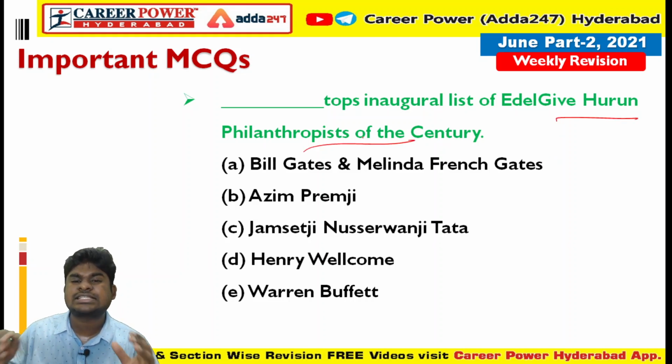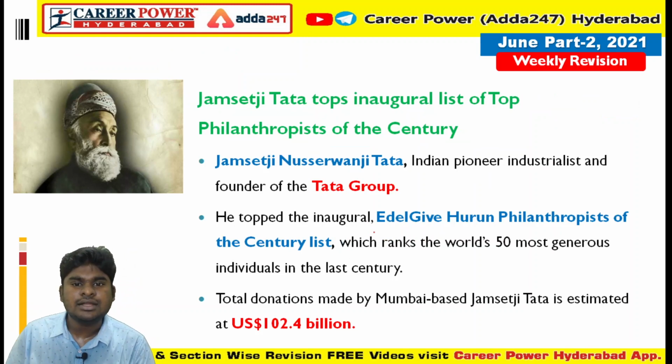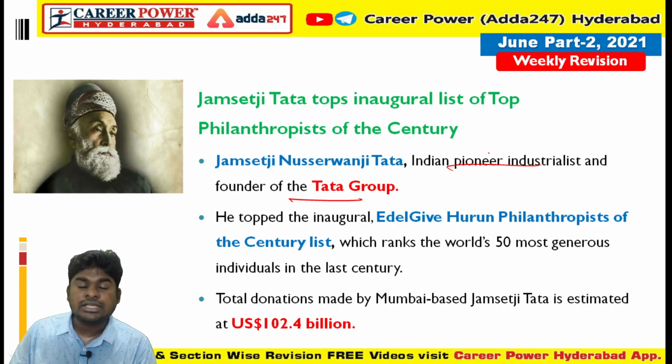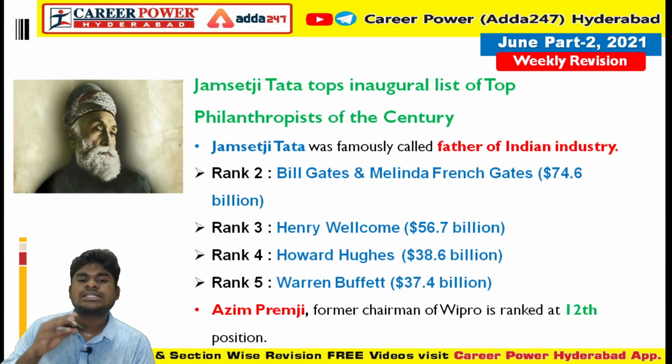Next question: who topped the inaugural list of the EdelGive Hurun India Philanthropists of the Century? Who topped this top 50 list? Answer is Jamshedji Nusserwanji Tata, the founder of the Tata Group, the father of Indian industry, India's pioneer industrialist. He gave a total donation of nearly $102.4 billion. So he is the top philanthropist of this century.